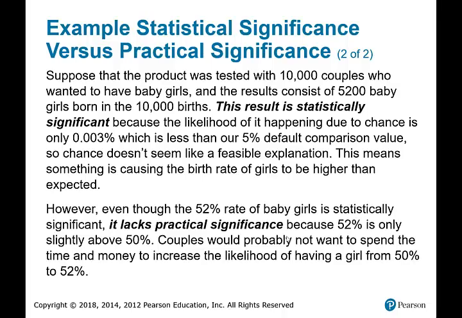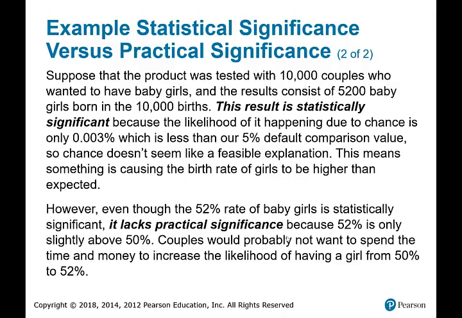Okay, so now you have 5,200 out of 10,000 couples. We have determined that the extra 200 girls, what we would have expected to be 5,000 out of 10,000 girls, we have an extra 200. Well, that's not a lot. If you really want to have a baby girl and you're using this product to increase the likelihood of you having a baby girl, you would probably want the results of this study to be somewhere around 7,500 baby girls born out of 10,000 births.